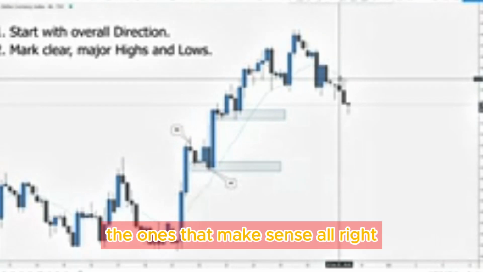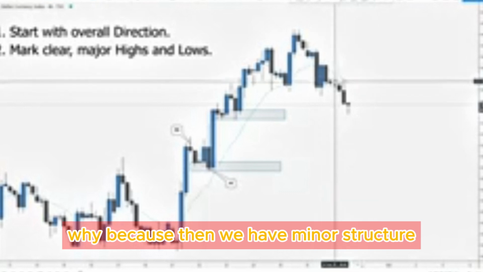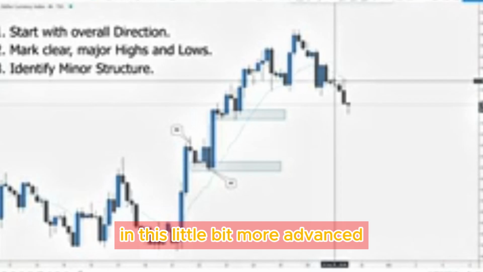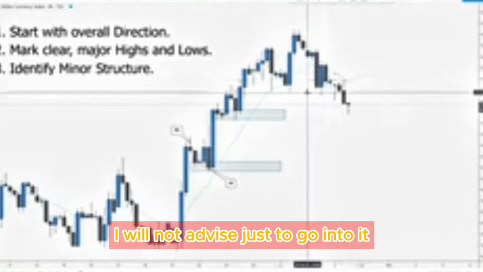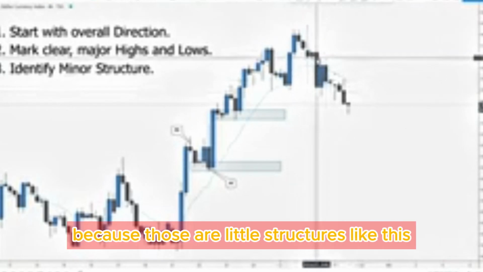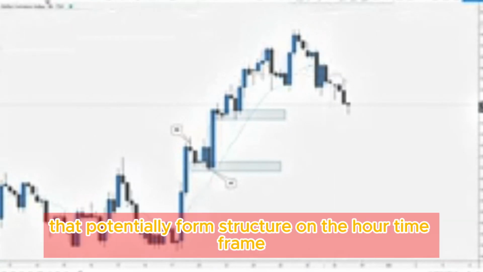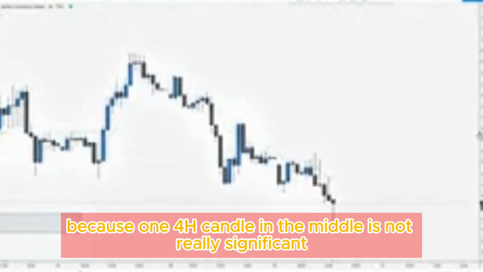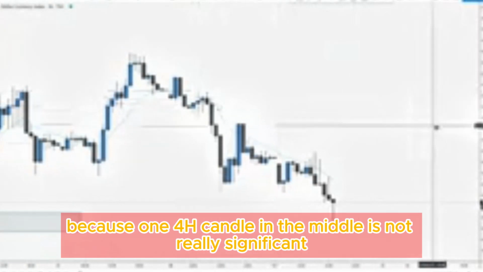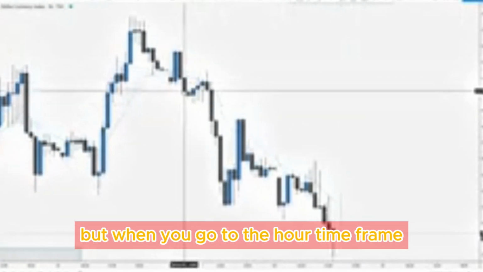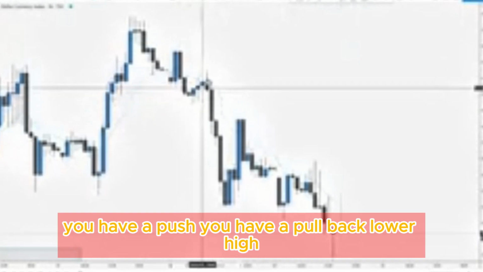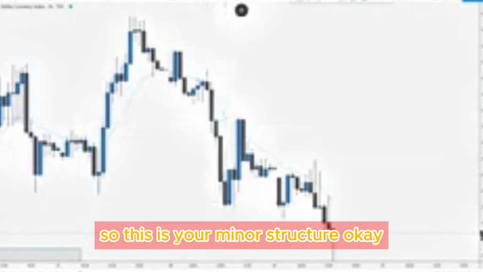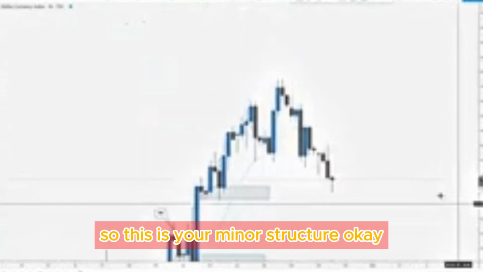the ones that make sense, alright? Why? Because then we have minor structure. We have minor lower highs and higher lows, and this is a little bit more advanced. I will not advise you just to go into it because those are little structures like this that potentially form a structure on the hourly time frame, because one 4H candle in the middle is not really significant, but when you go to the hourly time frame, you have a push, you have a pullback, lower high, and then you have a lower low, and then you have a lower high, right? So this is your minor structure, okay?